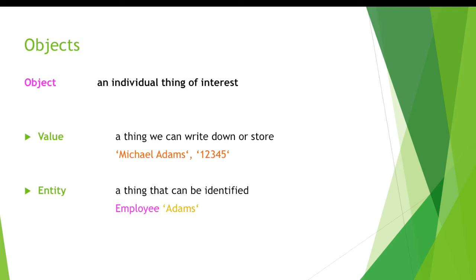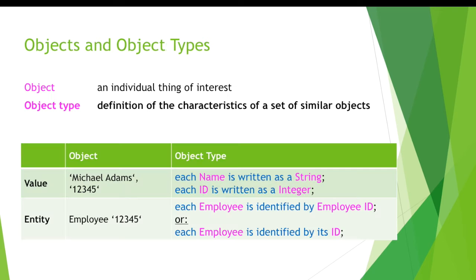So going from the real world to the FIML language, the language uses object types to provide a definition of the characteristics of a set of similar objects, which each instance can make use of. So for values, we said that we can write it down, and FIML now defines how it is written down. So for example, each name is written as a string, each ID is written as an integer. And string and integer are data types that we don't emphasize on as they won't be relevant in the experiment.